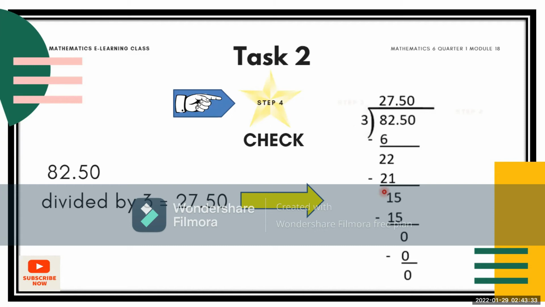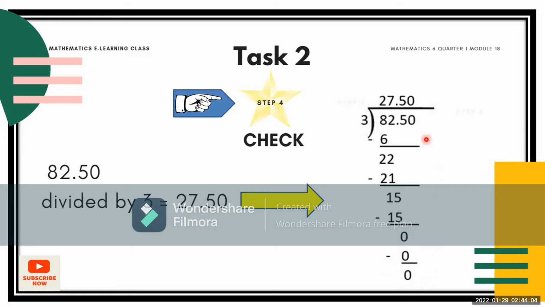7 times 3 equals 21. Then we get the difference of 22 and 21. So we have 1. 2 minus 1 equals 1. So bring down 5. And then 15 divided by 3 equals 5. 5 times 3 equals 15. 15 minus 15 equals 0. So we bring down 0. So 0 divided by 3 equals 0. 0 times 3 equals 0. 0 minus 0 equals 0.